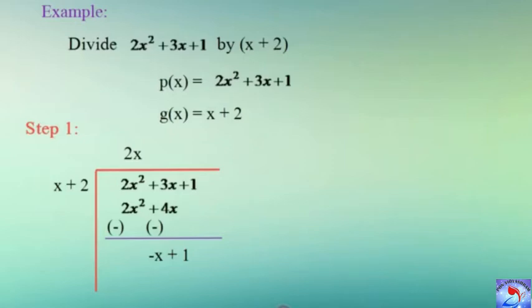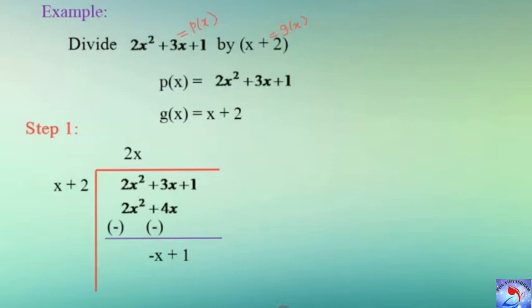Now here is an example for you. Divide 2x square plus 3x plus 1 by x plus 2. You can see the given polynomial, which I can consider as p of x, the polynomial that has to be divided. Let me mark it as p of x and I'll mark this as g of x. Your p of x is a quadratic polynomial and g of x is a linear polynomial. So let's divide this given polynomial.